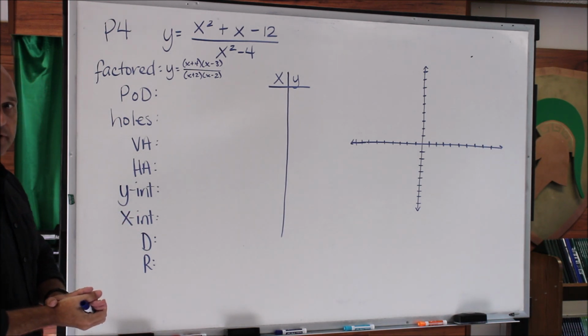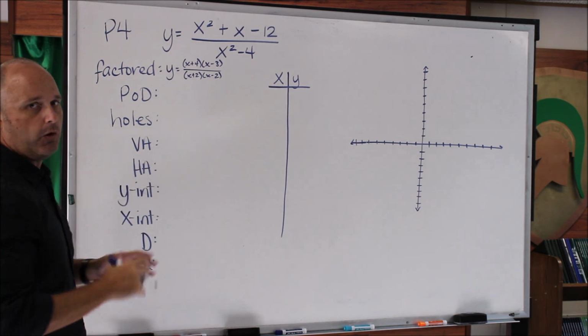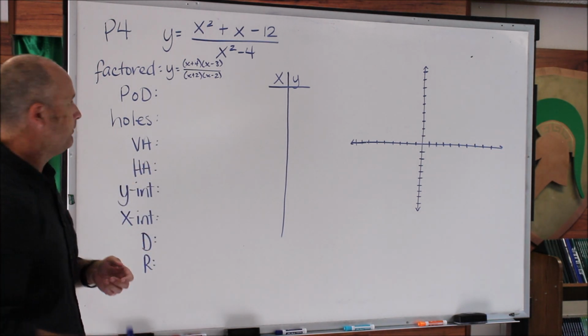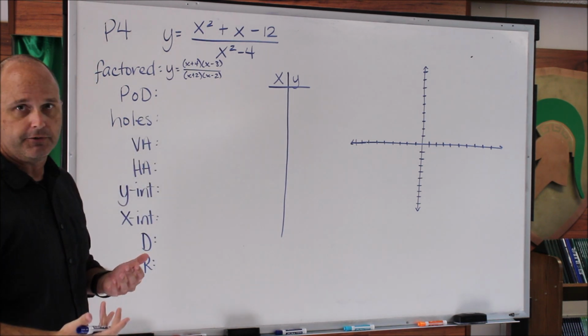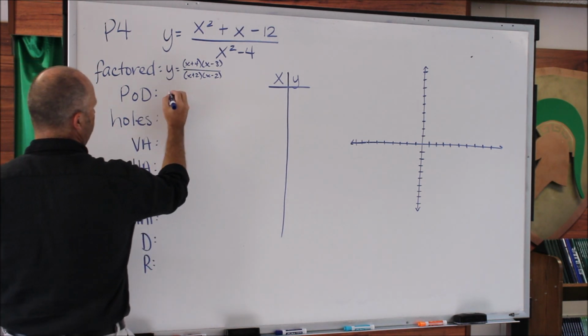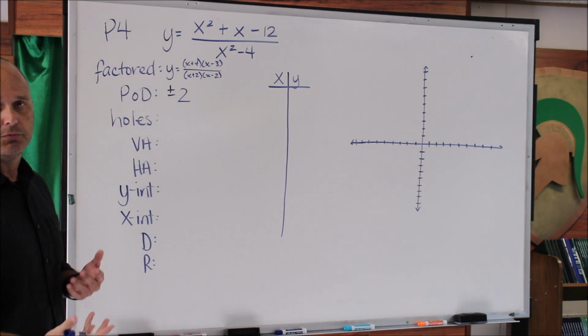Now, points of discontinuity. What would make x plus 2 equal to 0? That would be negative 2. What would make x minus 2 equal to 0? That would be positive 2. So we know that we have points of discontinuity at plus or minus 2, or x equals plus or minus 2.